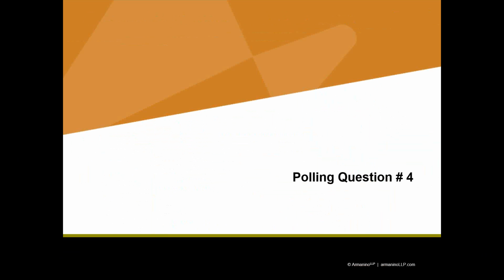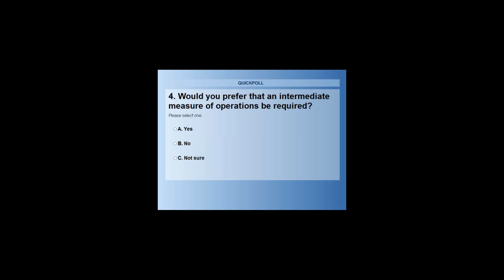And that brings us to our last polling question for today. Again, make sure if you're here for CPE that you answer. Would you prefer that an intermediate measure of operations be required? A, yes, B, no, or C, you're not sure. No right answer, we just want to get a pulse from the audience.